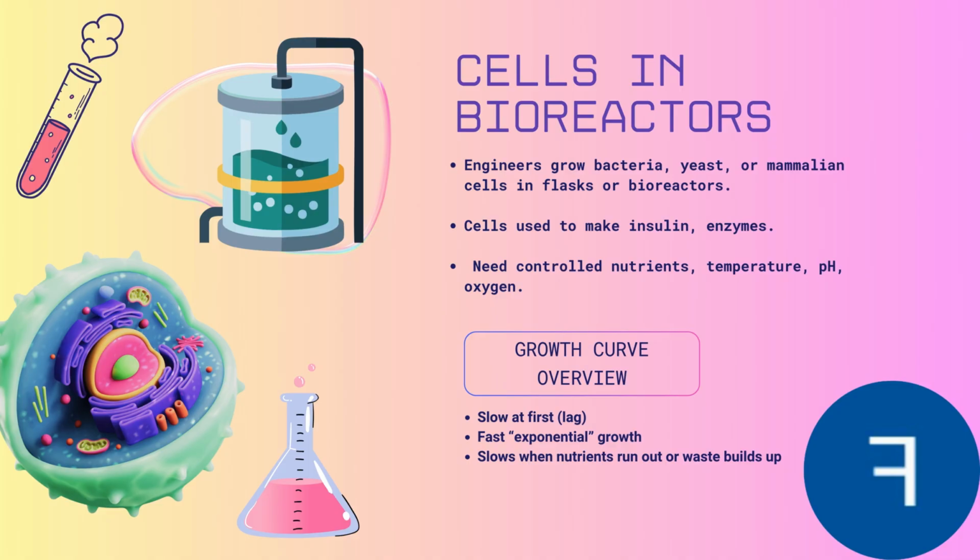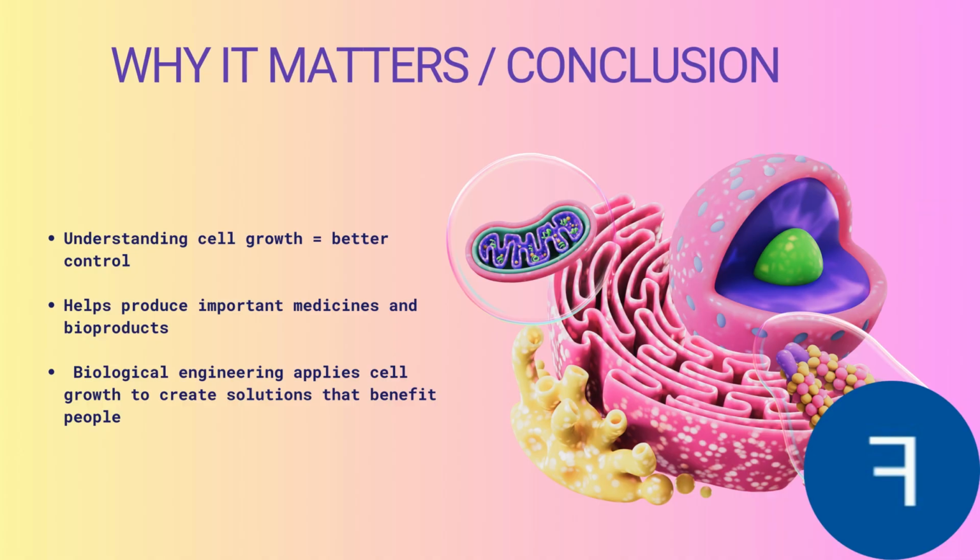The second part is the growth curve. When we grow cells, they don't grow fast at the beginning. They start slow, and it's the lag phase. Then they enter a fast exponential growth phase, and eventually slow down again when nutrients run out or waste builds up.